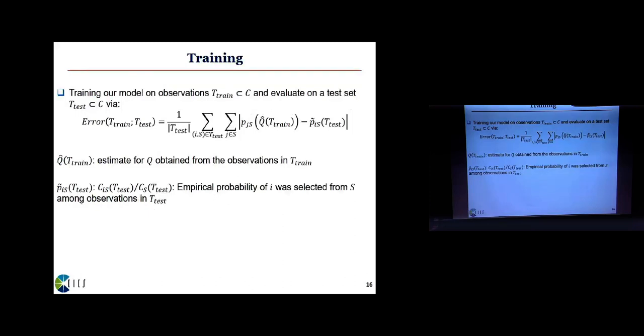For training, our model is trained on observation T-train and evaluated on a test set T-test. This is the error of T-train and T-test that we want to evaluate, actually comparing the PCMC model with other models based on this error. In this expression, Q hat of T-train estimates Q obtained from the observation of T-train, and P tilde of i given S on T-test is equal to C of i S over C of S on T-test, which is the empirical probability of i being selected from S among the observations in T-test.